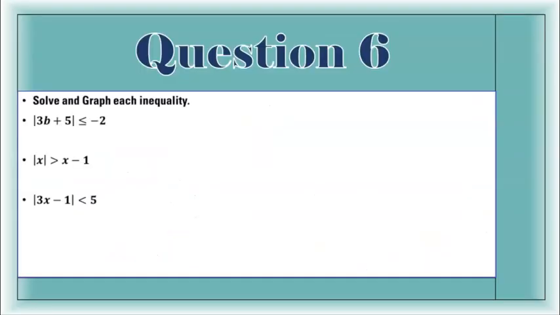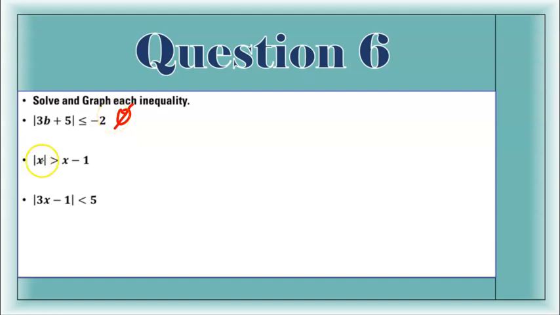Question 6. Here we are going to solve and graph linear inequalities. So this first one, when the absolute value is by itself, it can never equal a negative number. So for this one, it's saying it's less than or equal to a negative number. That can never happen, so this would be no solution.